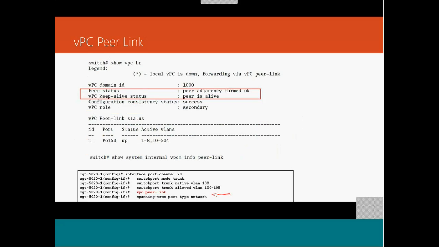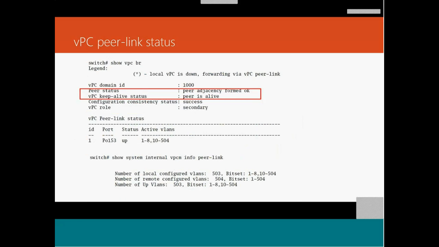Okay. All right. So to check the vPC peer link status, show vPC brief. You'll be able to see the adjacencies formed and the peer is alive or not. You will also be able to see the role of the vPC. And the other important thing that you get to see is the configuration consistency check status. If there is any issue over here, you might see the status as different values. It may be in suspended state based on what kind of consistency error there is.